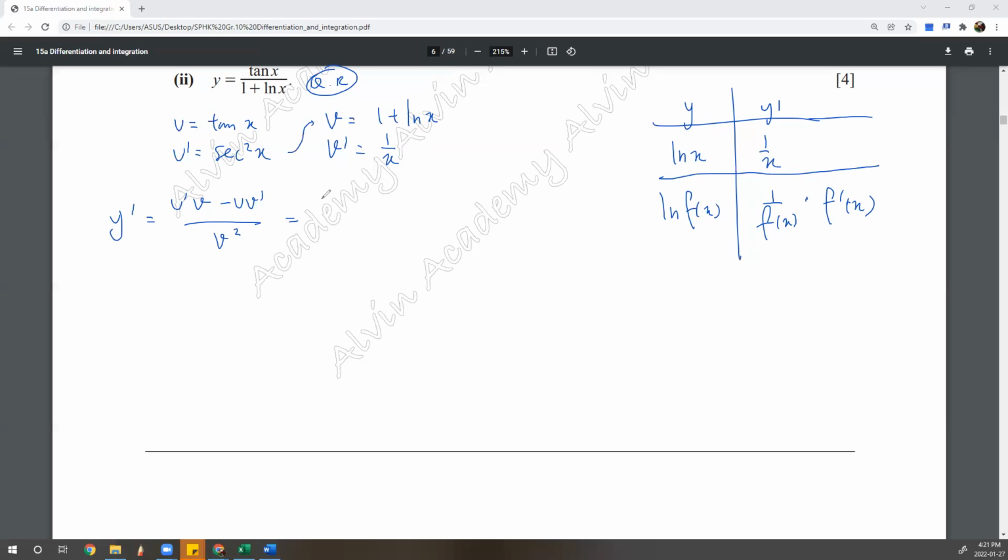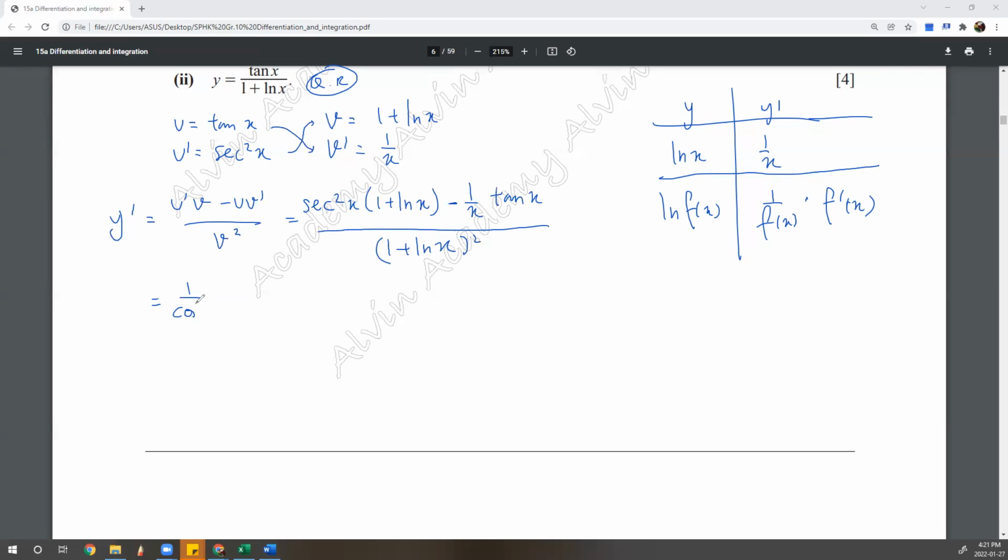Write it down. Sec square x times 1 plus ln x minus tan x times 1 over x. Or I put 1 over x in front. I think that is better. 1 over x times tan x, right? Over 1 plus ln x squared. And what next? I don't think we can do anything else. That's all.